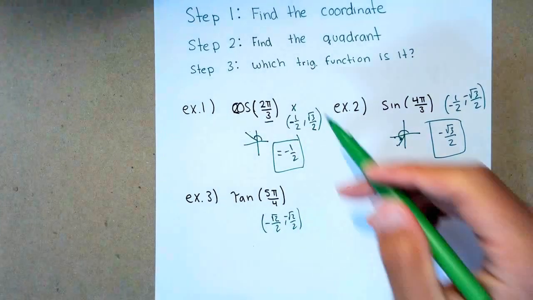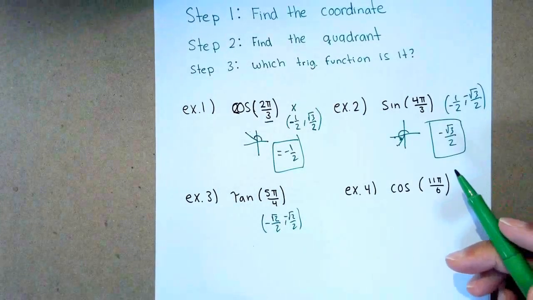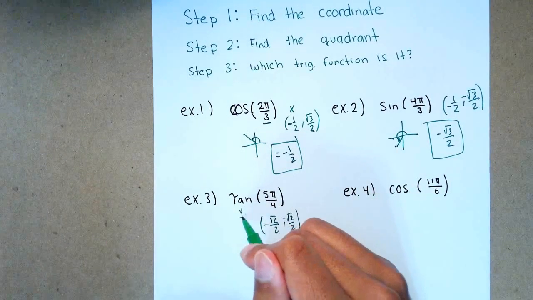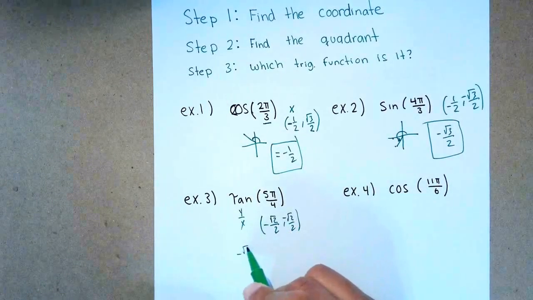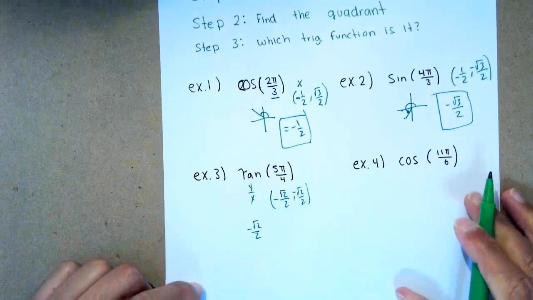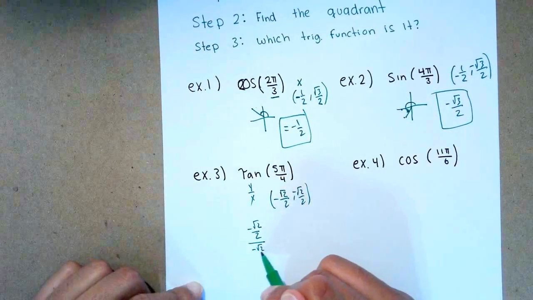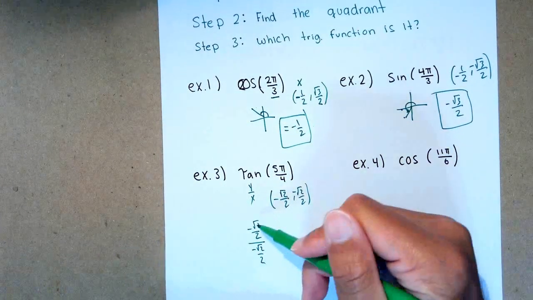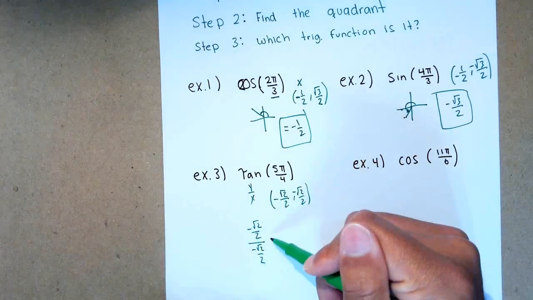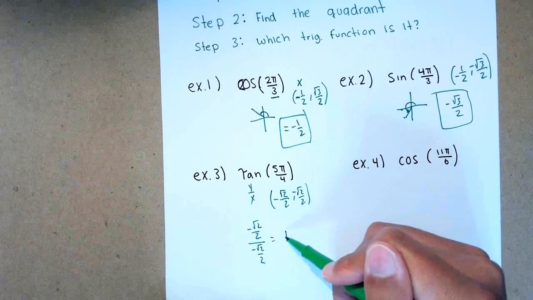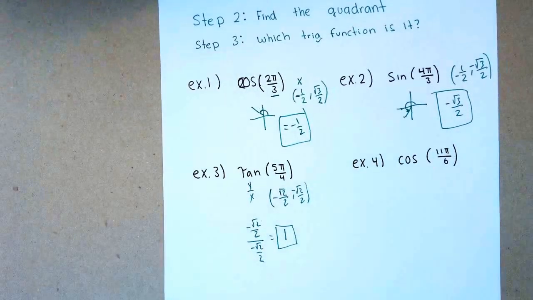And the last step, which trig function is it? Tangent's the one that's y over x. So y, x. So negative radical 2 over 2 over negative radical 2 over 2. Technically, this is the same thing over the same thing, and this is negative over negative, so that's going to give you 1. And that's your answer.